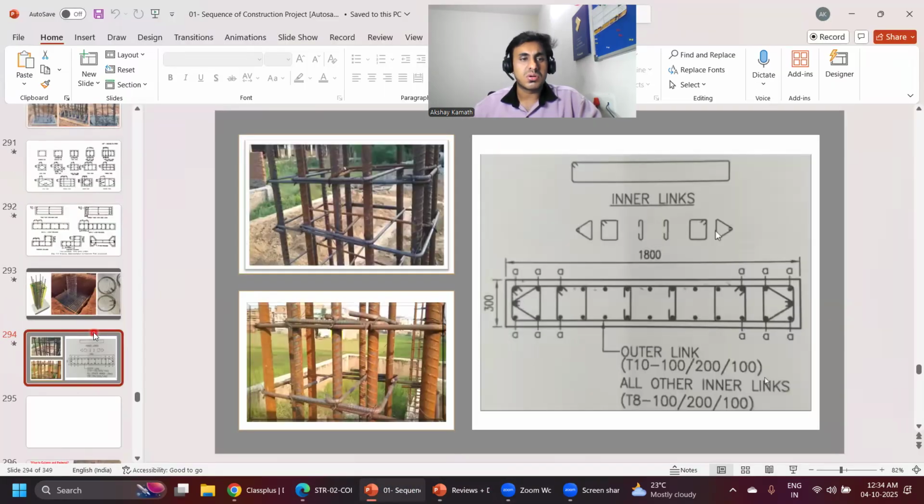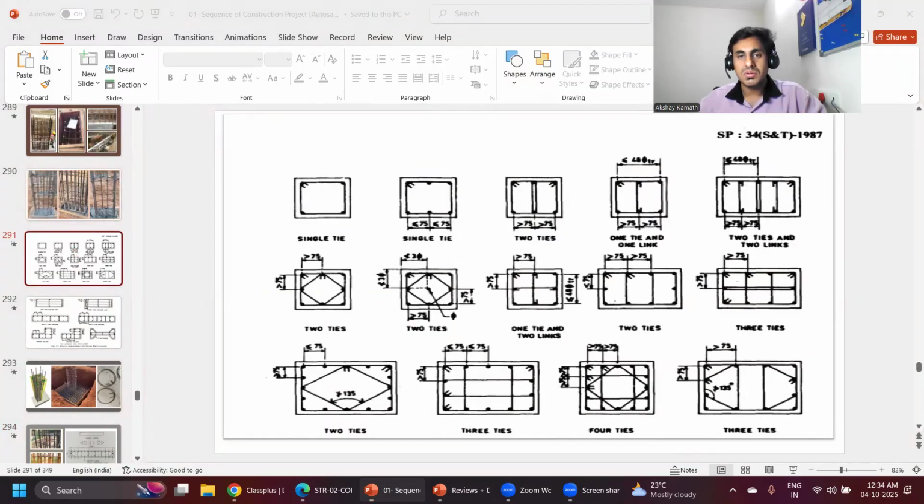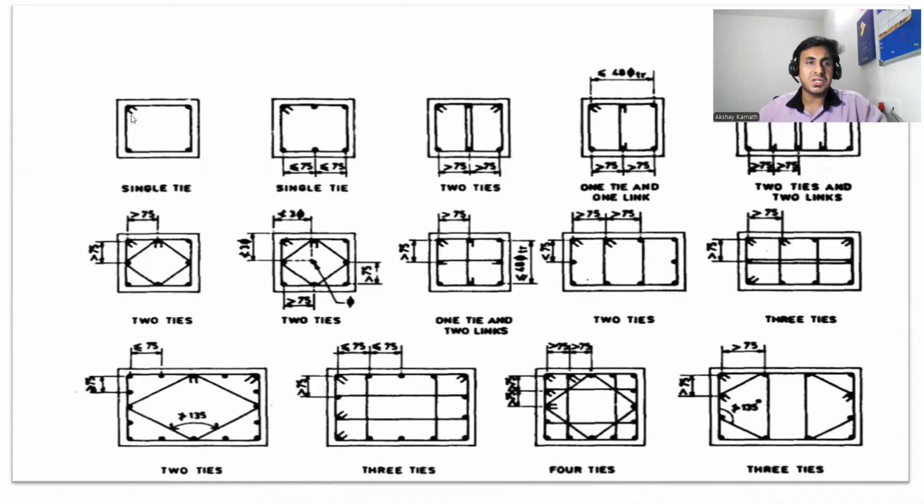So there is a code book by the name IS 456. This is a code book. There they have mentioned: suppose you have only 4 main bars, only one single tie you are supposed to provide. Suppose you have 6 bars, and the distance between these 2 bars is greater than 75 mm, then you have to provide a ring like this. This is one ring, then another ring like this.